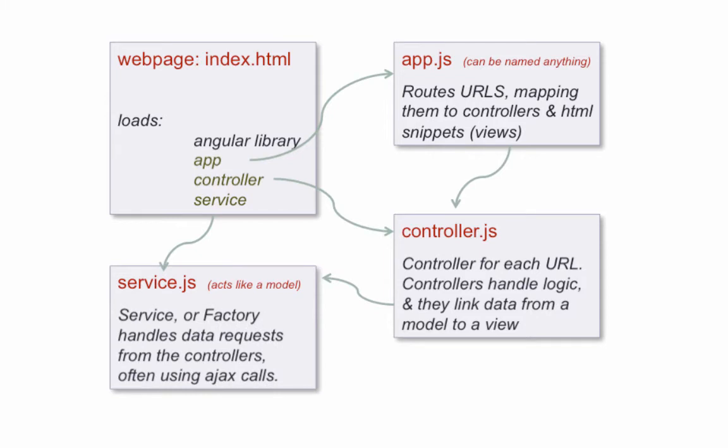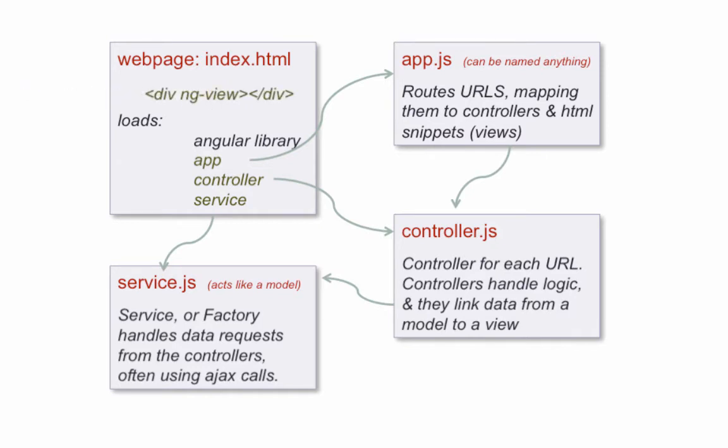So the service, which is acting like our model, deals with all of the data requests from the controller. So in response to a URL, the controller will usually request data. The service then handles that request for data and returns the data to the controller, which will then manipulate it in some way possibly and then link it to a view.